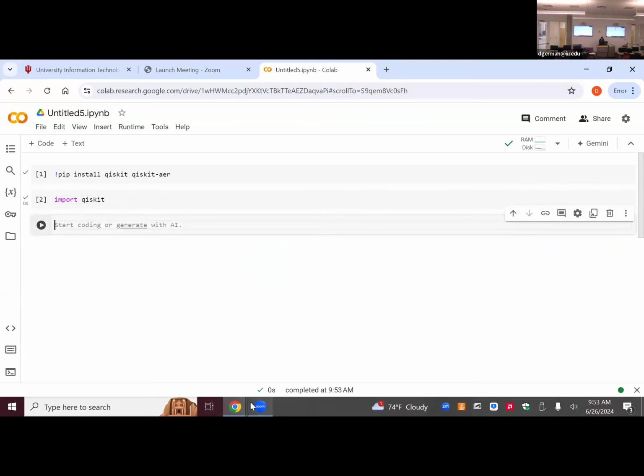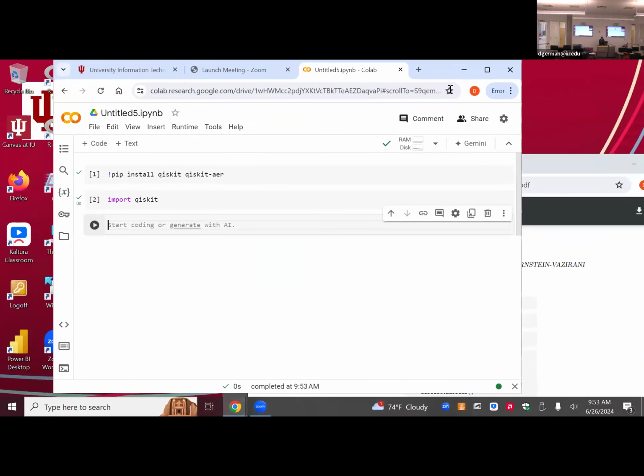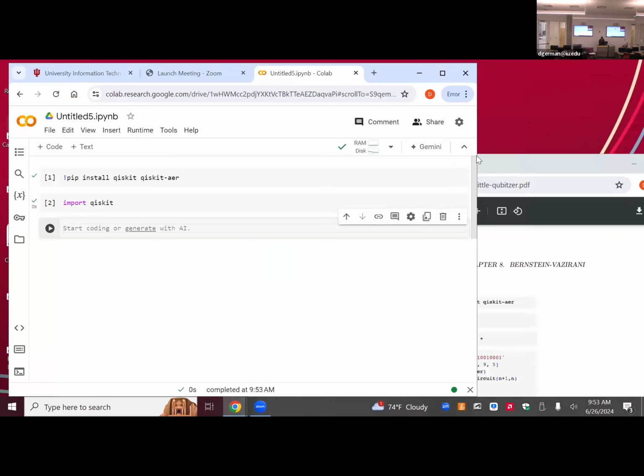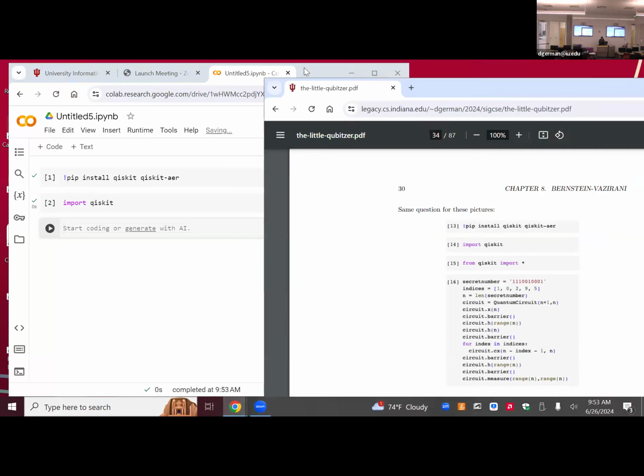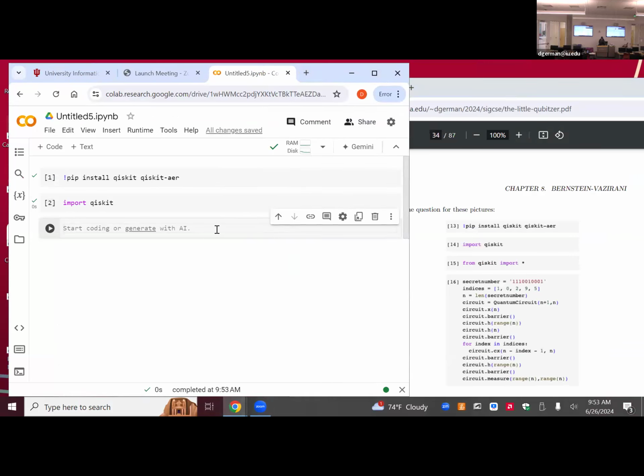Since I installed it, I can import it. Then I'm going to minimize this so you can put them side by side and see what I'm doing. I'm going to bring this here and move this one here. So if I get this one, I can just type straight from the other one.